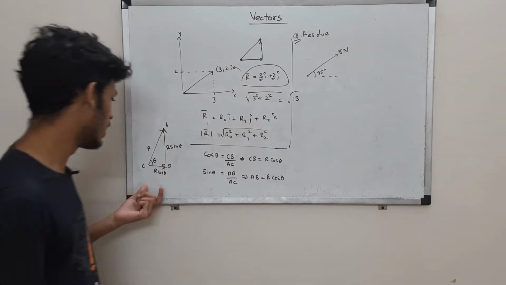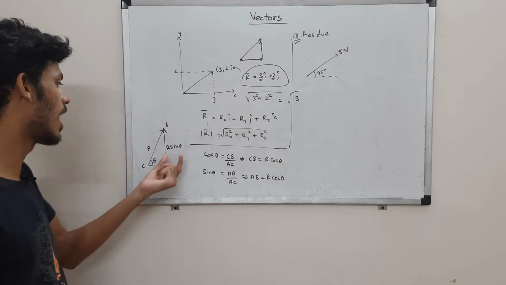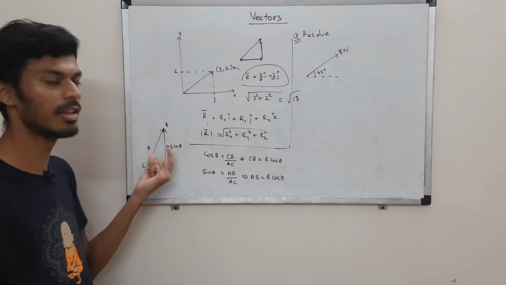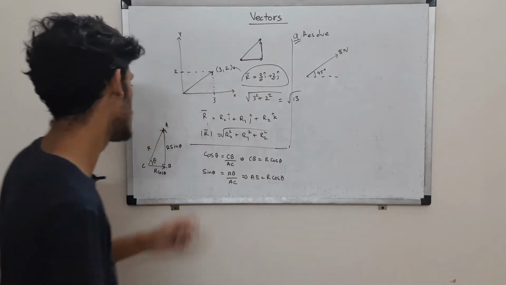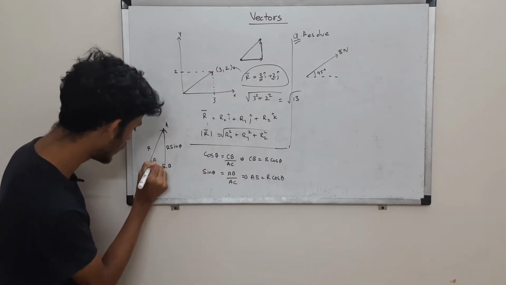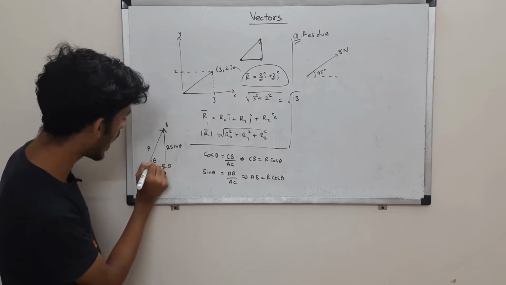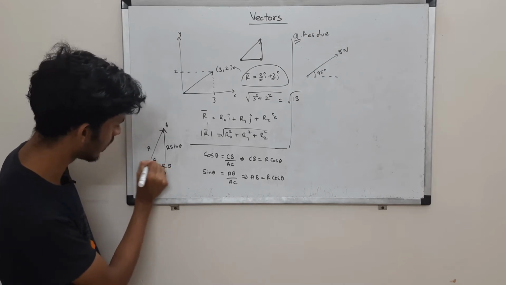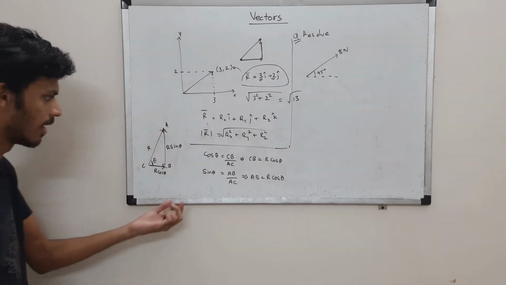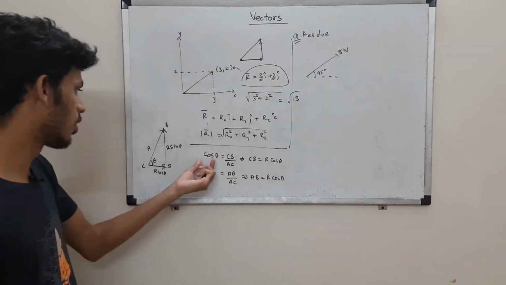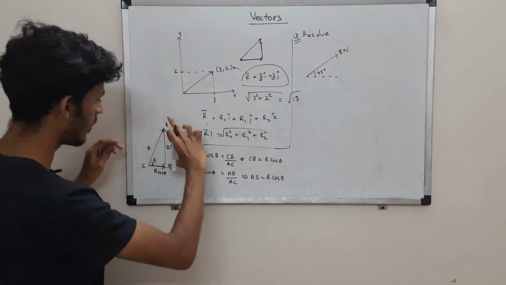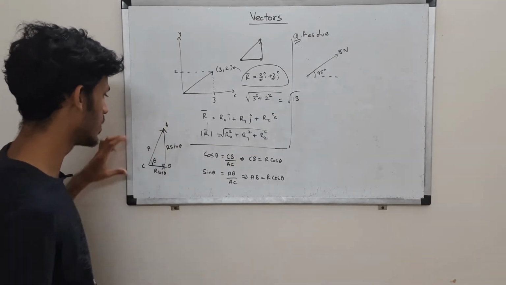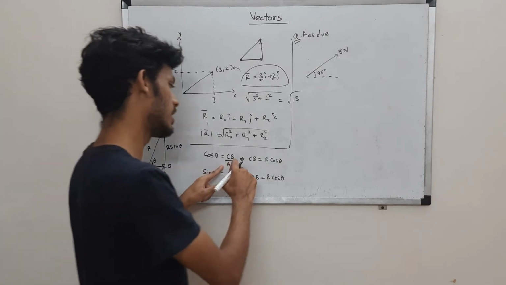If you see here, this side, the adjacent side, I have called it R cos theta, and the opposite side will be R sin theta. You can show the proof for this. It's very simple. If you write cos theta, theta is the angle between your resultant and this first vector. So theta is this angle. Cos theta will be adjacent upon hypotenuse, right? So adjacent is CB, hypotenuse is AC. AC is R.